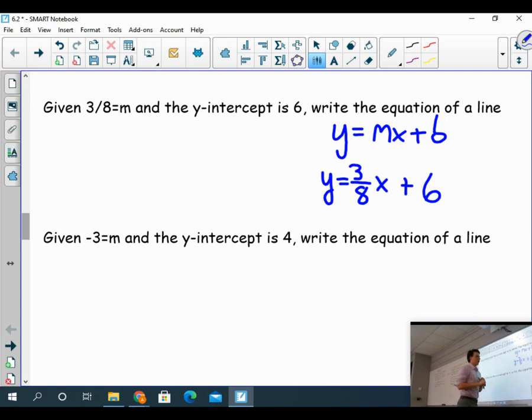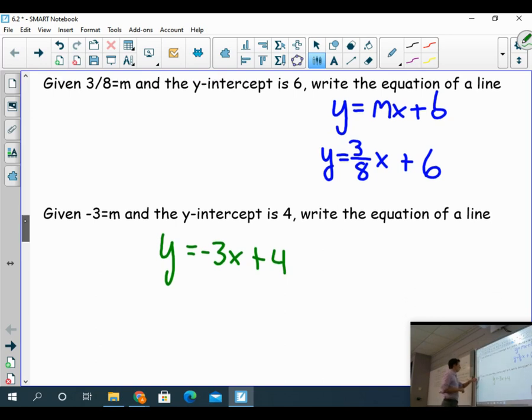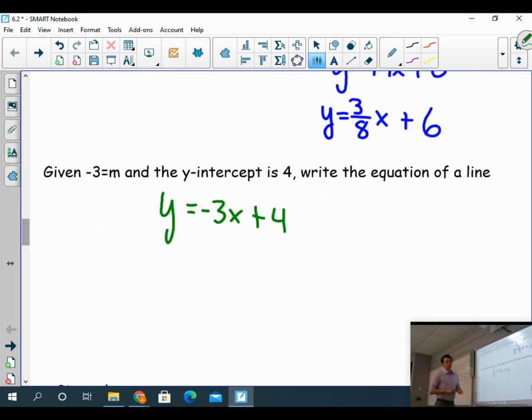So my linear equation, given that slope and given that y-intercept, will be y equals 3 over 8 times x plus 6. Similarly, in the problem below, y equals negative 3x plus 4. Okay, very basics of slope-intercept form. By the way, I know I'm going somewhat quickly through these. I think these are a review for most of you. If they're not and you're stuck, though, feel free to email me.